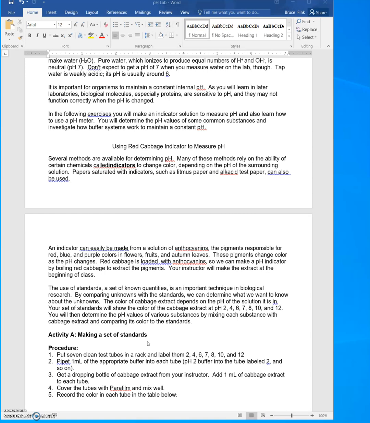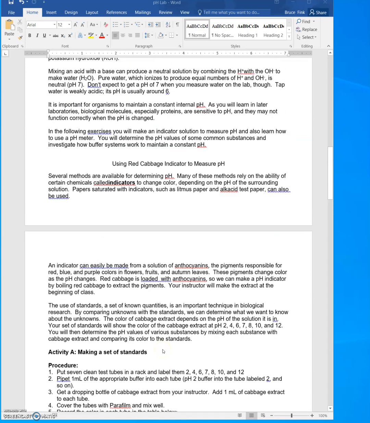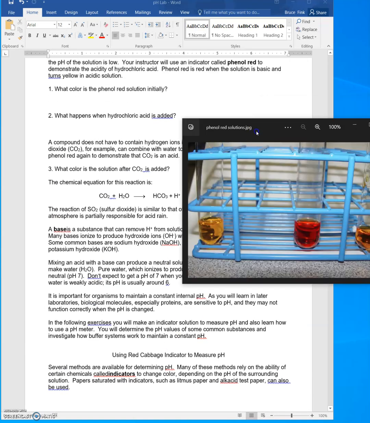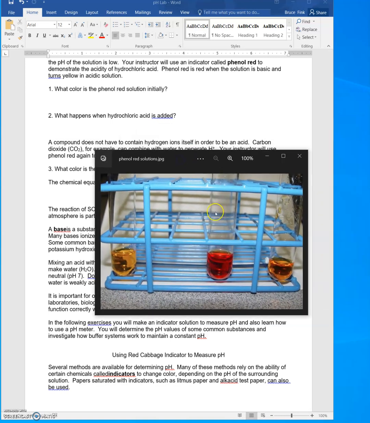In the experiment, for the first few questions, 1 through 3, those involve the images that you should see. I'm going to pull these over where you can see them. You should be able to access an image that has the 3 tubes with solutions in it. For number 1, what color is the phenol red solution initially? That's this middle tube, and I put it in the middle so you could compare the other 2 to it versus if it was over to the left or right by itself. It'd be a little bit more difficult to make the comparison, especially between these 2.